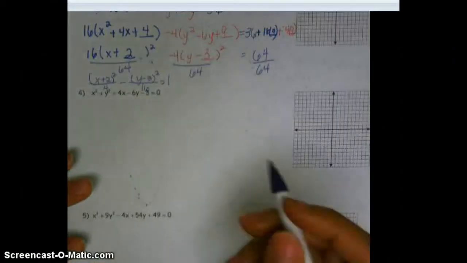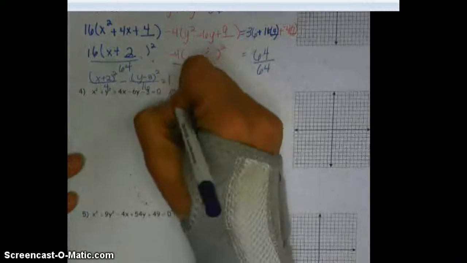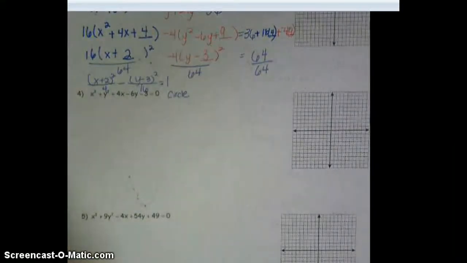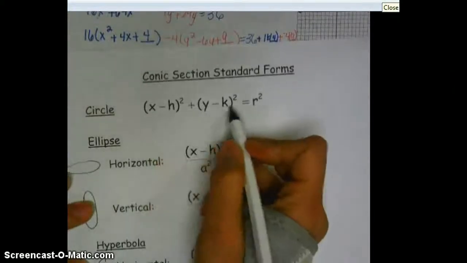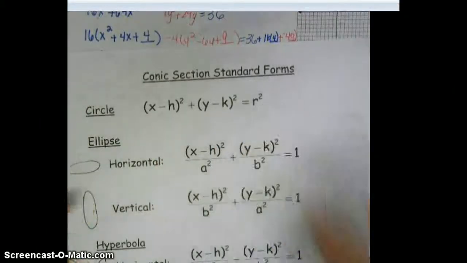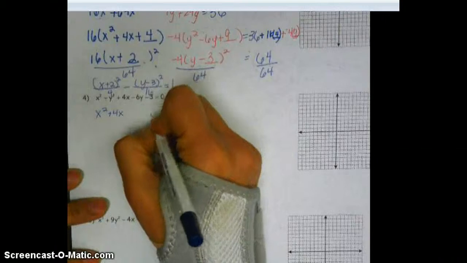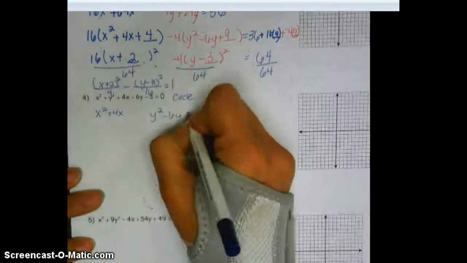All right, so asking yourself the series of questions from our flowchart, you're going to determine that this is a circle. On your circle equation, standard form looks like this, where x's are grouped together, y's are grouped together, equals r squared. So that means you're going to have to rearrange this again. So we've got x squared plus 4x, and I'm going to segregate it because we're going to have to complete the square twice. And I'm going to move the 3 over.